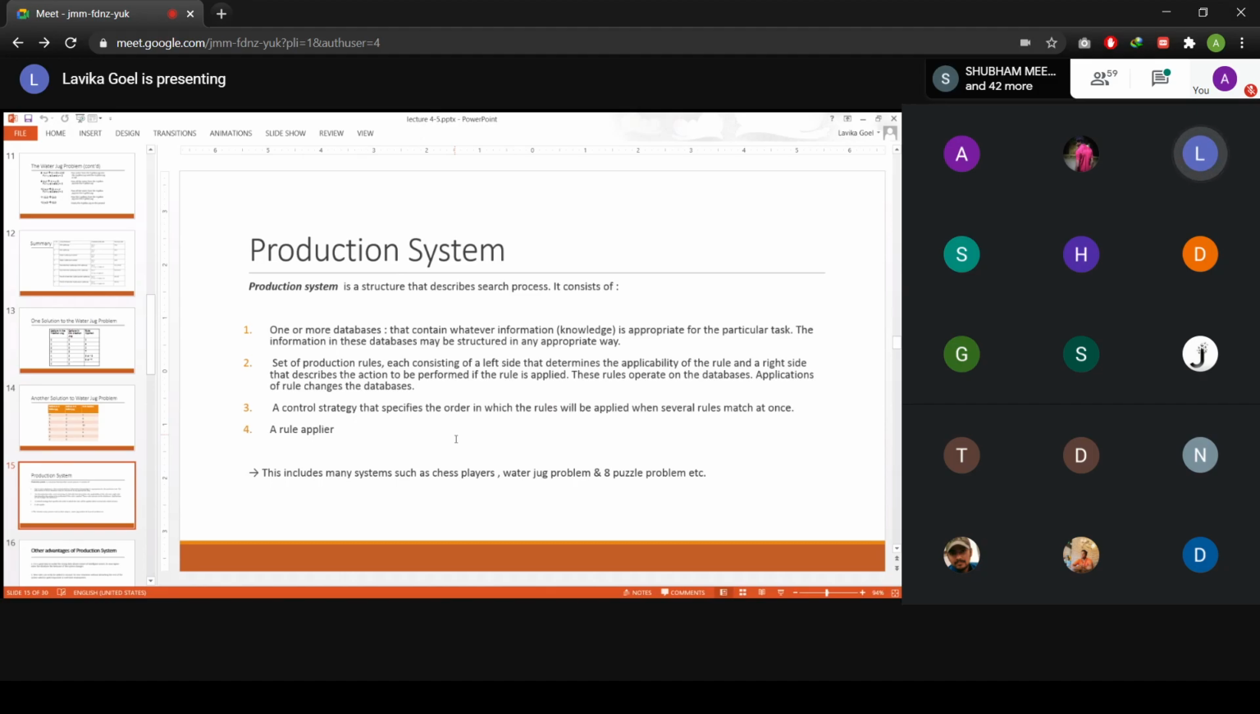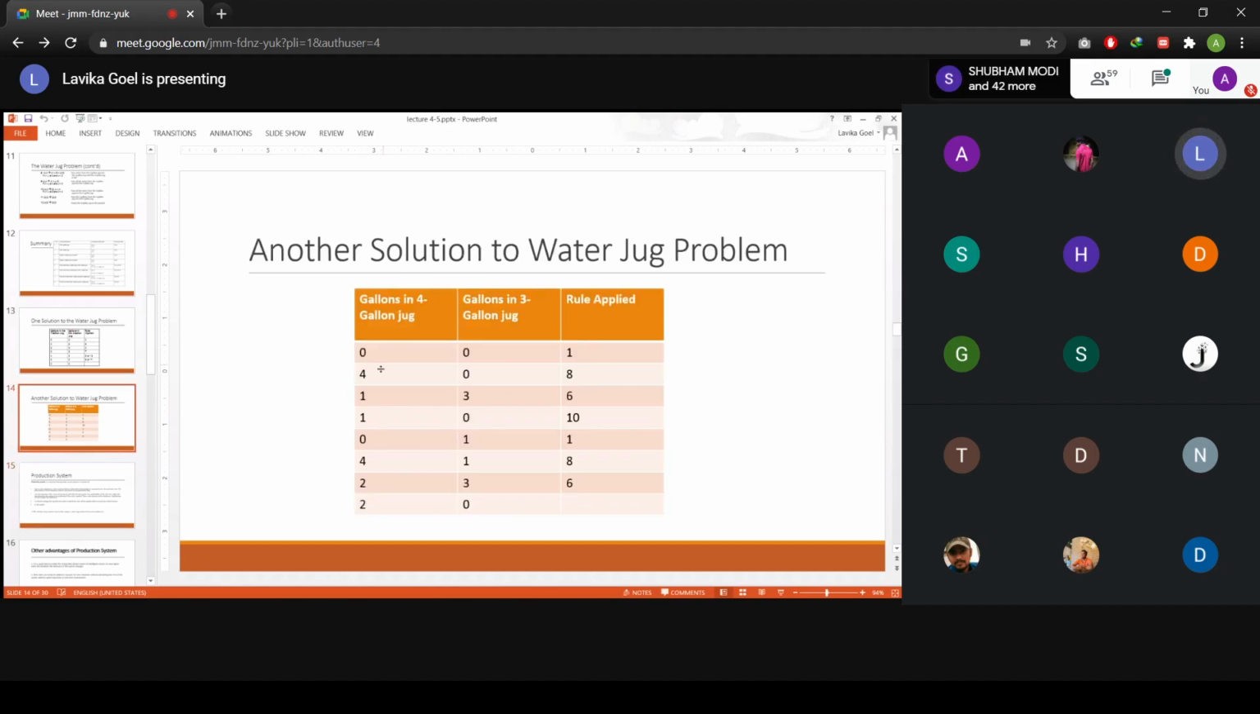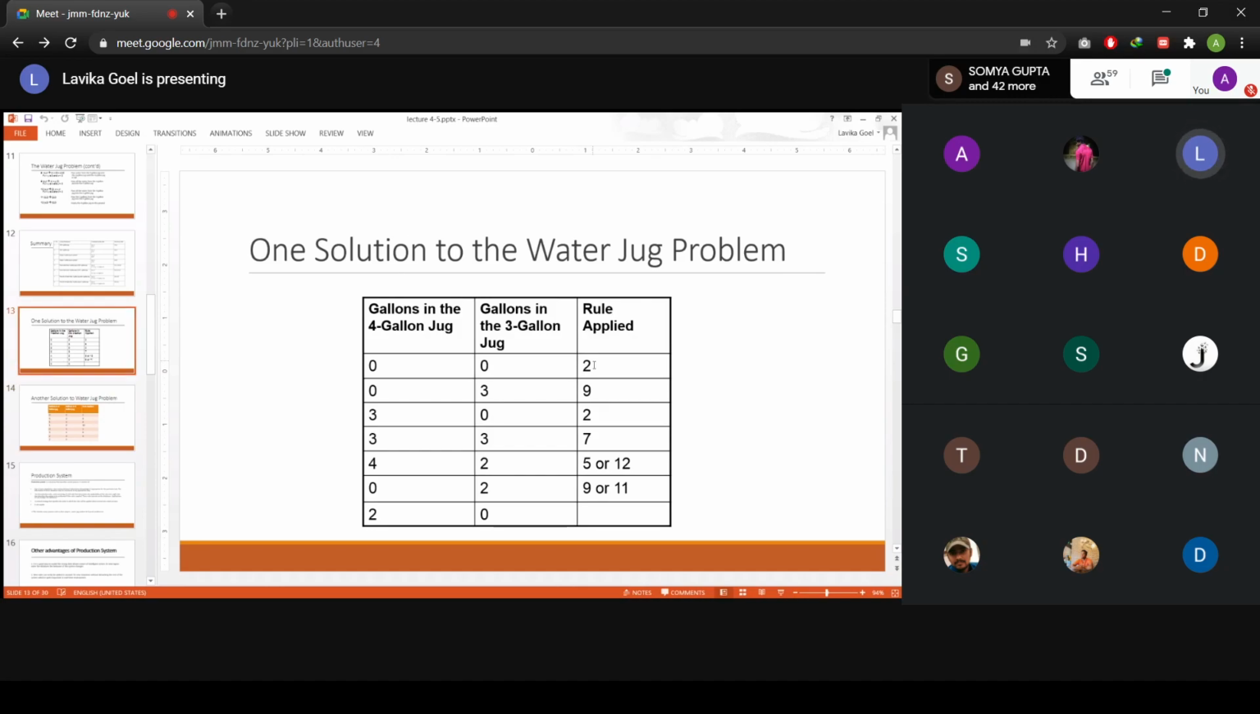If several rules are matching at some state, suppose you are in state 0, 0, from this you can apply rule number 1 also and rule number 2 also, right? If you apply rule number 1, you will get 4, 0. If you apply rule number 2, you will get 0, 3. So from this 0, 0 initial state, you can apply either rule number 1 or 2. In this case, which rule you apply and the order of the rule application will become your control strategy.